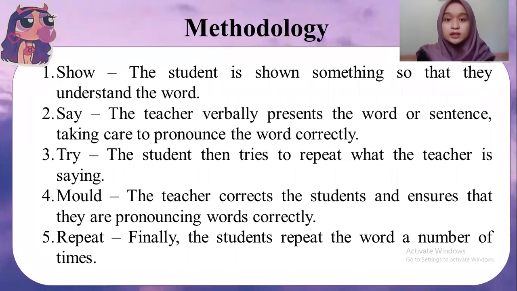And then, the methodology of the direct method. Number one, show: the student is shown something so that they understand the word. Number two, say: the teacher verbally presents the word or sentence, taking care to pronounce the word correctly. Number three, try: the student then tries to repeat what the teacher is saying. Number four, mouth: the teacher corrects the student and ensures that they are pronouncing the word correctly. And then repeat: finally, the student repeats the word a number of times.